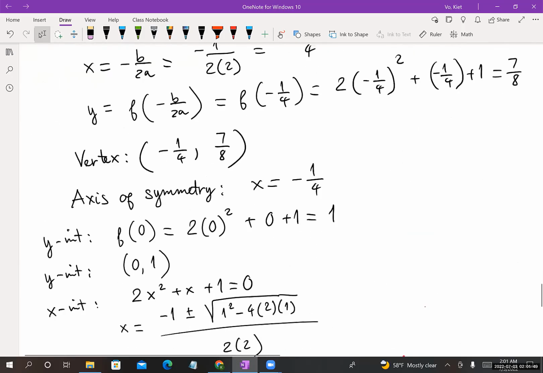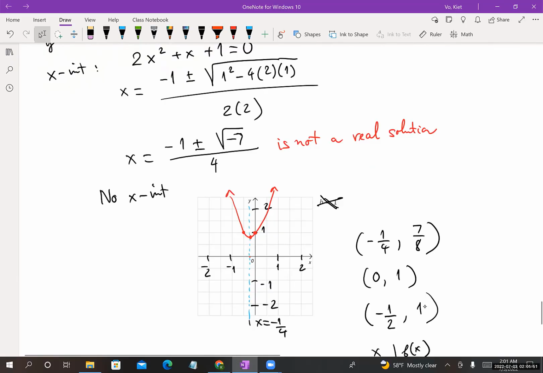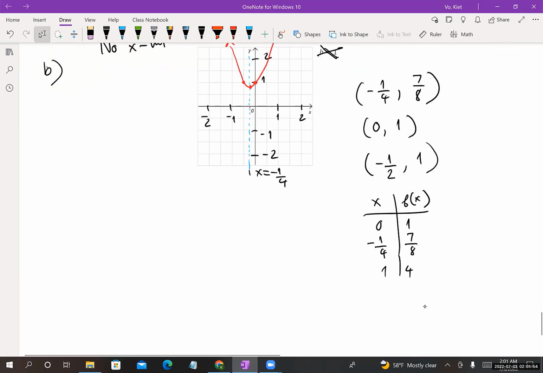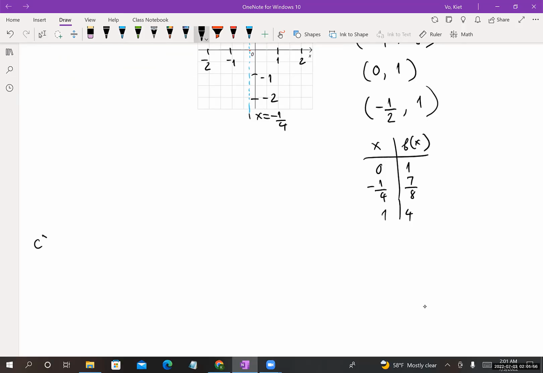Now for C, we're going to find the domain and the range. So the domain of a quadratic function is always all real numbers, right? So the domain D is going to be all real numbers, because for a quadratic function, you can always plug in any value for x, and it always produces a real number output. Your output is always a real number, so you don't have to worry about having an output that is undefined.